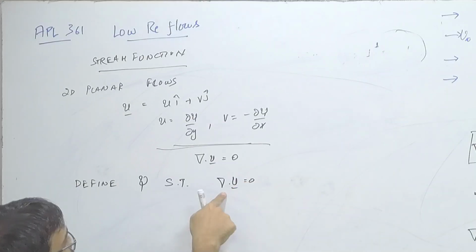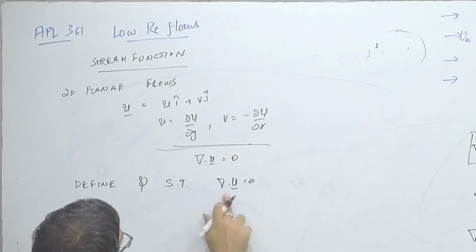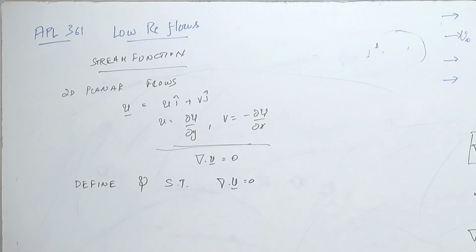For example, this del dot could be in cylindrical coordinates, in spherical coordinates, or in any general curvilinear coordinates. This divergence could be in any general curvilinear coordinates. So, based on the definition of divergence in those coordinates, you have to define a stream function.